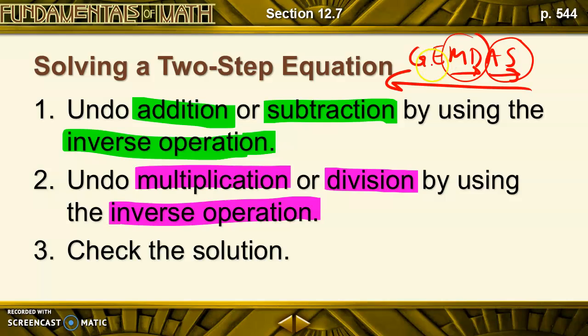It simplifies it, and what I'm trying to say is if you did get rid of multiplication or division first, you could solve it, but you'd end up with fractions, and you'd have to add fractions, and that's a messy way to do things. So we're going to look for any addition or subtraction first, and then any multiplication or division.